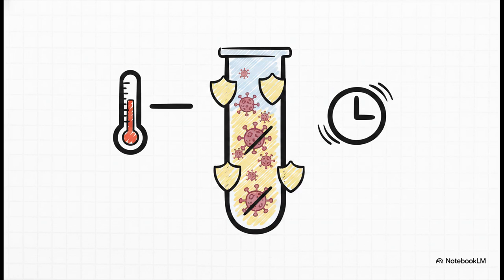So why do we do this? Why let it just sit there? Well, this incubation step is absolutely critical. The 37 degrees mimics human body temperature, and the 2 hours gives the compounds in our extract enough time to actually find the virus particles and hopefully disable them. We're literally staging a microscopic battle right there in a test tube.